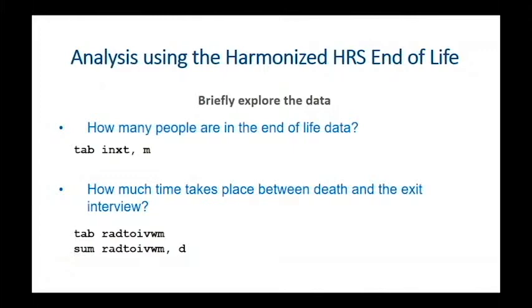So now that we have a data set to work with, let's first confirm the number of people who are in the end-of-life data. So we'll tabulate or tab a variable called INXT, which indicates if they're in the exit interview in any wave. And we'll also take a look at how much time takes place between the respondent's death and the exit interview. So we'll tab a variable called RADTOIVWM to look at how many months took place between the respondent's death and the exit interview. And we'll also look at a detailed summary for that variable.